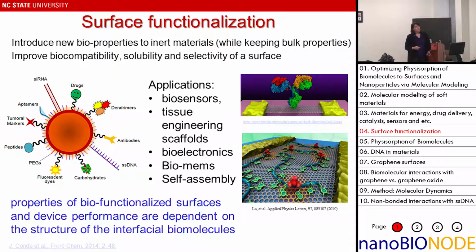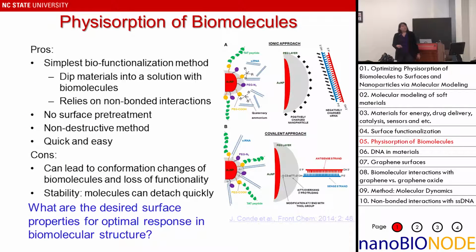However, we're very well aware whether we have a covalent attachment of the molecules to the surface or non-covalent, as we see here, the properties of the surfaces and thus devices' performance will depend on the structure of these interfacial biomolecules, right? So our specific structural response to absorption of the surface, again, whether we have it covalent or non-covalent, will change the surface property and thus a device performance. We're specifically interested in physisorption. We use some of the basically covalent approach only to look at the differences.